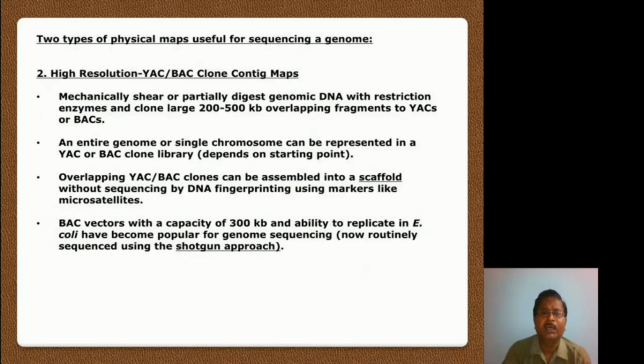Mechanically shear or partially digest genomic DNA with restriction enzymes and clone large 200 to 500 kilobase overlapping fragments into YACs or BACs. So an entire genome or single chromosome can be represented in a YAC or BAC clone library. It depends on the starting point where the gene starts. Then overlapping YAC or BAC clones can be assembled into a scaffold without sequencing by DNA fingerprinting using markers like microsatellites. BAC vectors, with a capacity of 300 kb and the ability to replicate in the bacterium Escherichia coli, have become popular for genome sequencing. Now they are routinely sequenced using the shotgun method.